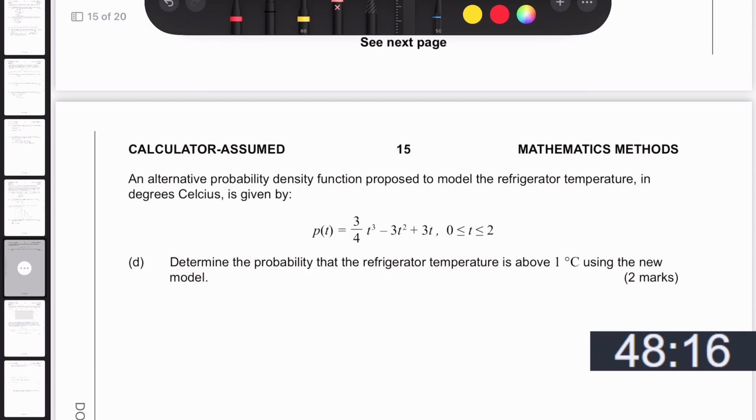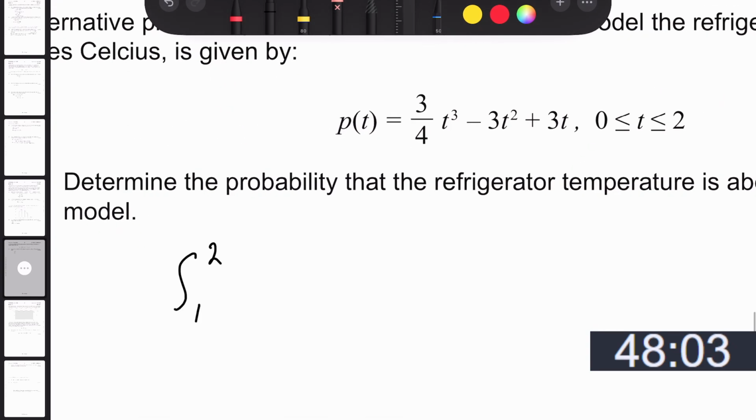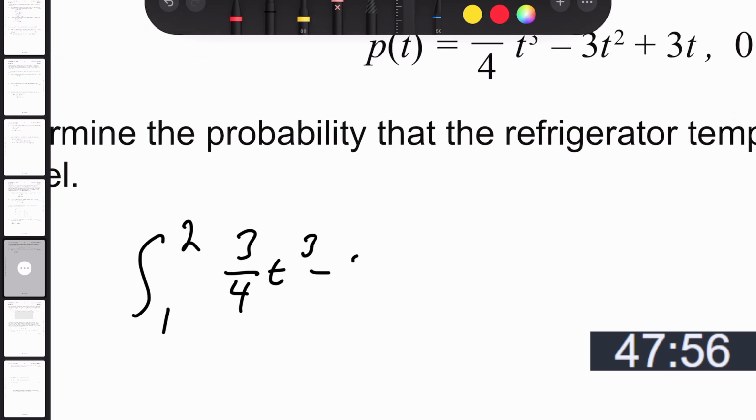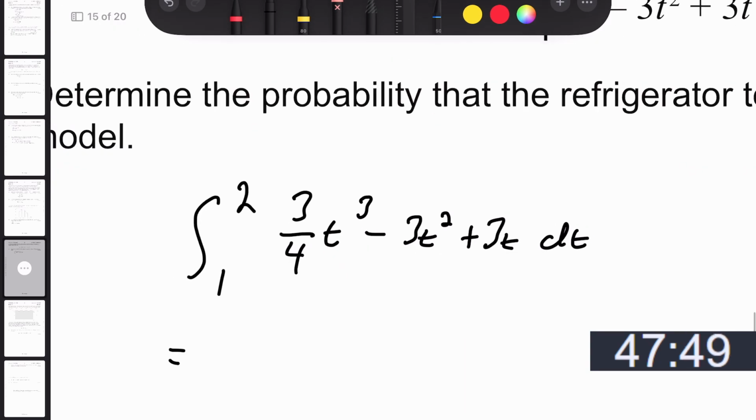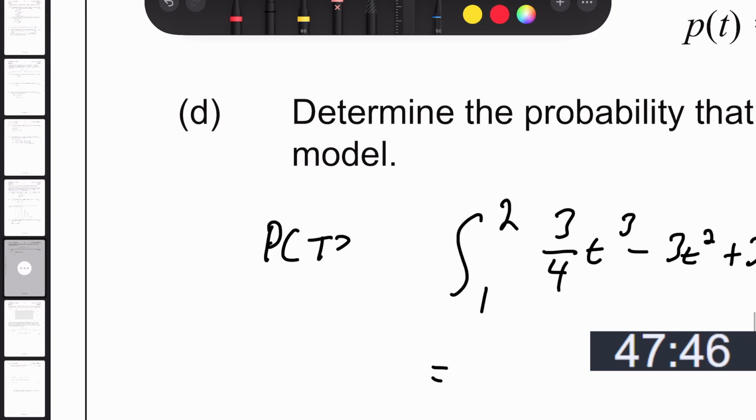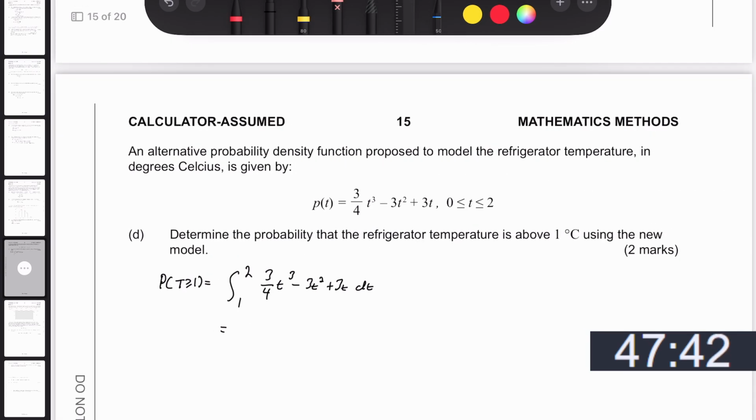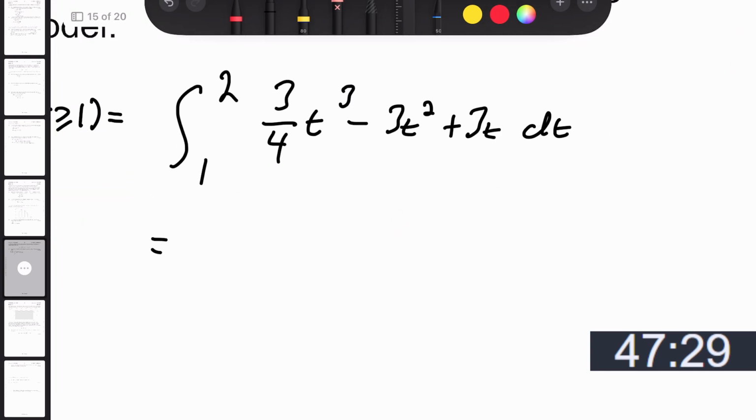Okay, an alternative probability function model is proposed. Determine the probability that the refrigerator temperature is above 1 degree Celsius using the new model. So this is going to be the integral from 1 to 2 of 3/4 t to the power of 3 minus 3t squared plus 3t dt. The probability of t greater than or equal to 1 is the integral of that, which gives me 0.3125.